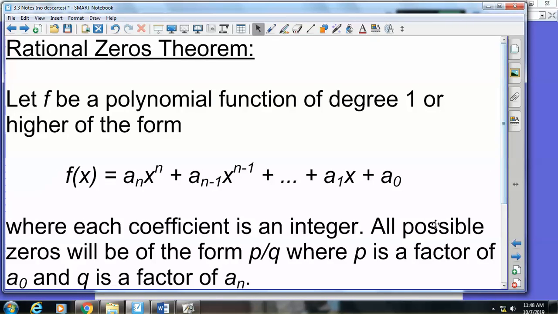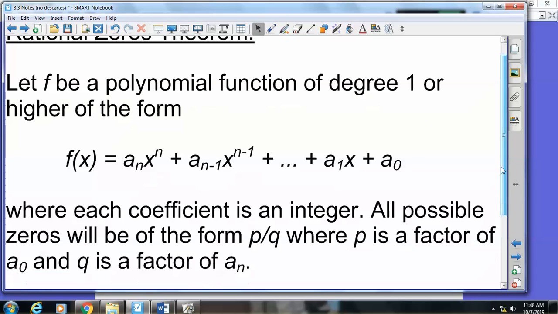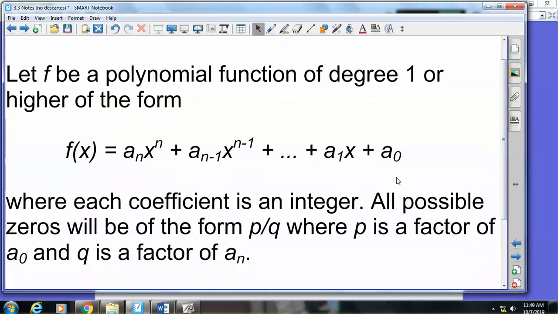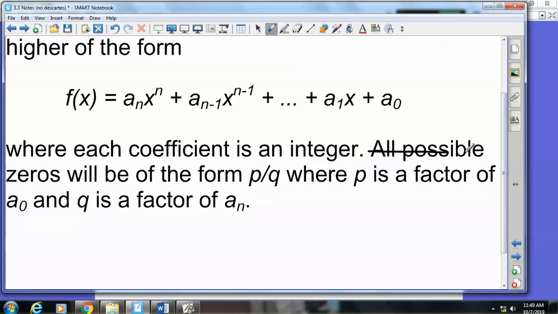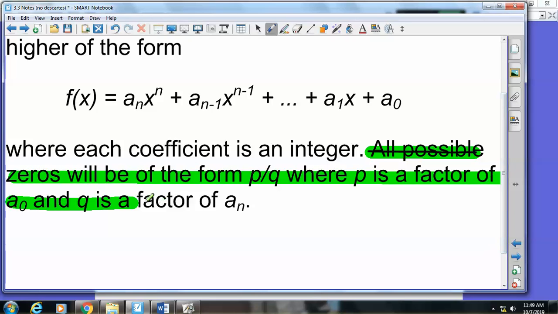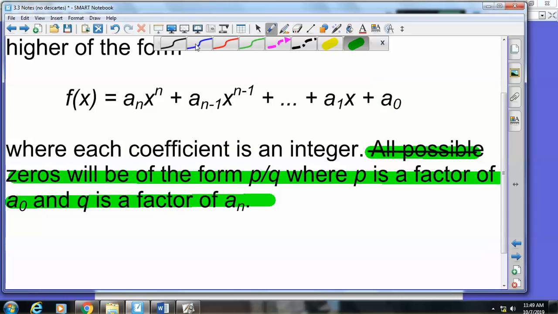So that's where this rational zeros theorem comes in. Okay, it looks really complicated, but this is just saying if you have a polynomial, and that's the same definition of polynomial we've seen before, all the possible zeros, not every one that works, but everything that could work, will be of the form p over q, where p is a factor of the constant and q is a factor of the leading coefficient.